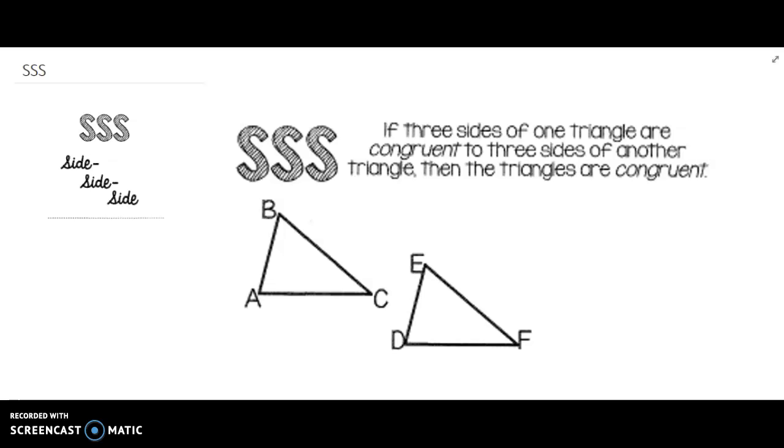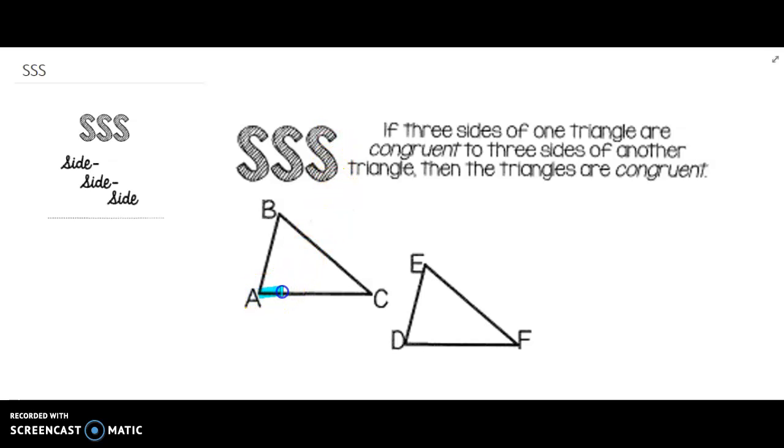Okay, so here's the first one. It's side, side, side. So under the side, side, side flap, if you open it up, you will get this. That's kind of the way I've set this up. And this theorem tells us that if 3 sides of one triangle are congruent to 3 sides of another triangle, then the triangles are congruent. Okay, so get out your highlighters if you have them. I'm going to be highlighting a lot of mine.